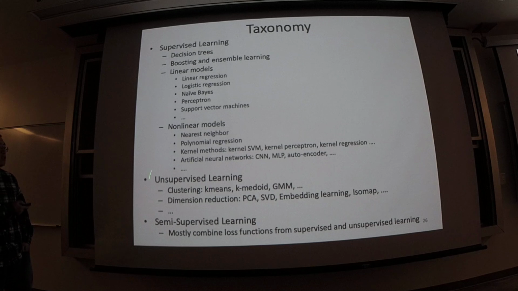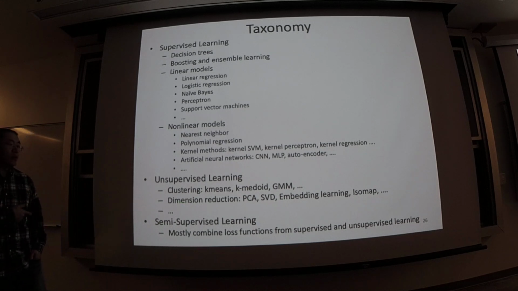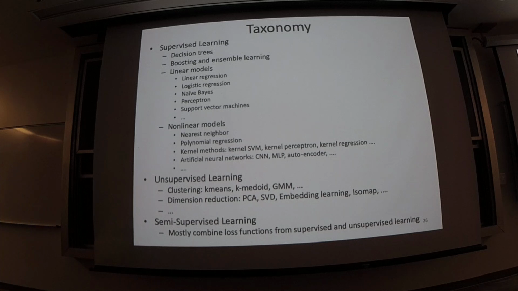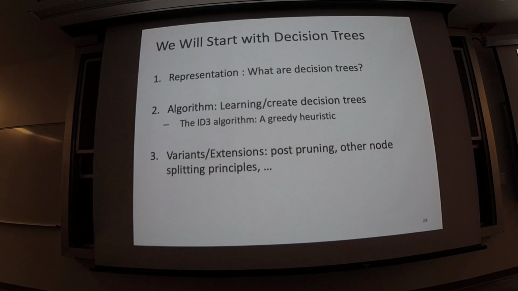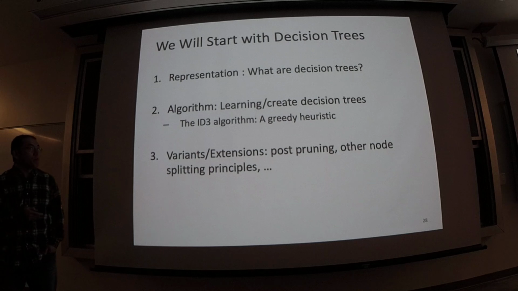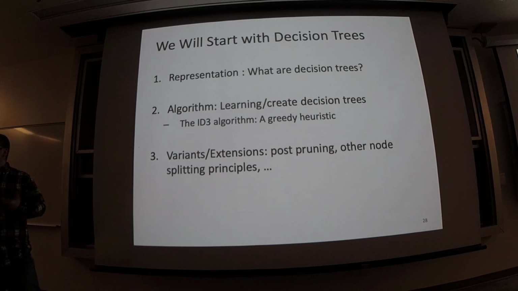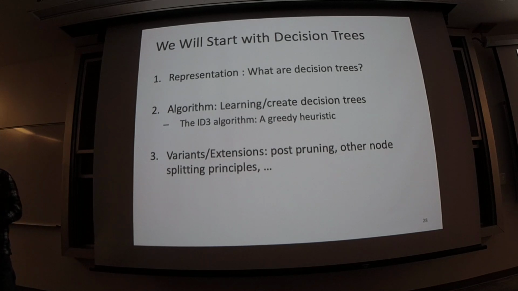Right? And unsupervised learning, like clustering and dimension reduction, etc., and semi-supervised learning. Right? So we're going to start with decision trees. So this is the plan for us to discuss the decision trees. So first introduce the representation of decision trees. What's the definition of decision trees, right?